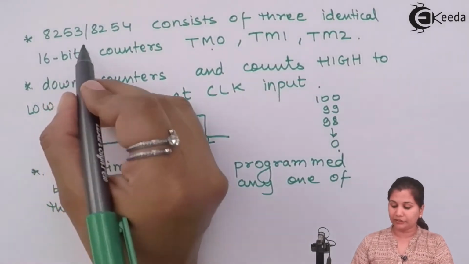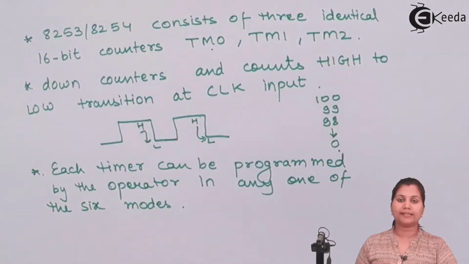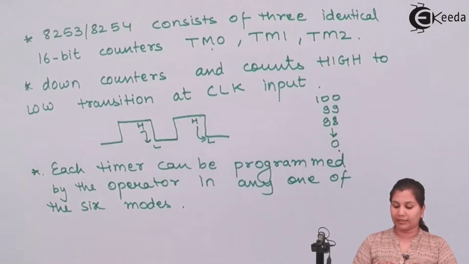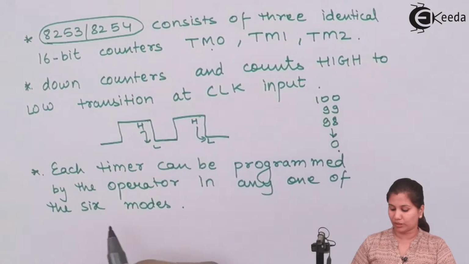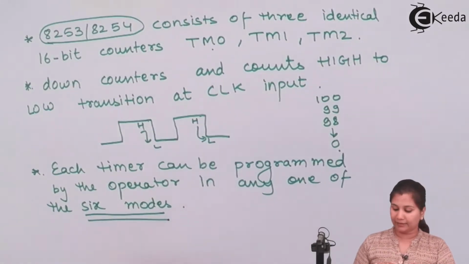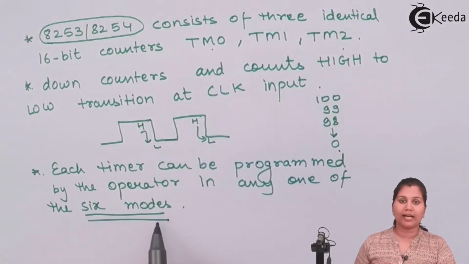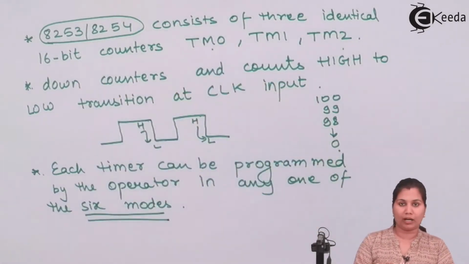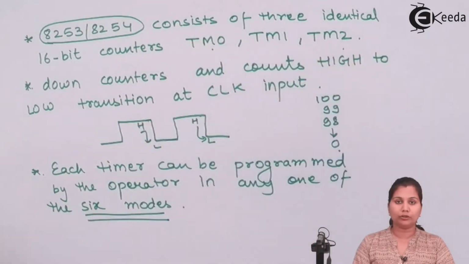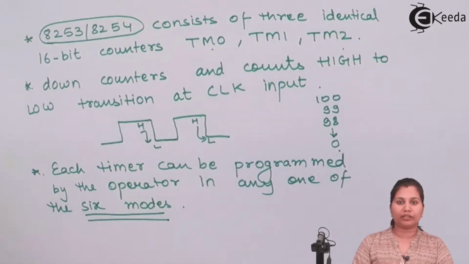Now as it is having three counters, these three counters can be operated in any of the 6 modes of 8253. The 8253 and 8254 timer ICs have 6 operational modes, and the three timers can be operated in any of the 6 modes independent of each other. Like if TM0 is working in mode 1, it will be independent from the other two timers which are working in some different modes. So the functioning of each timer is independent of the others.